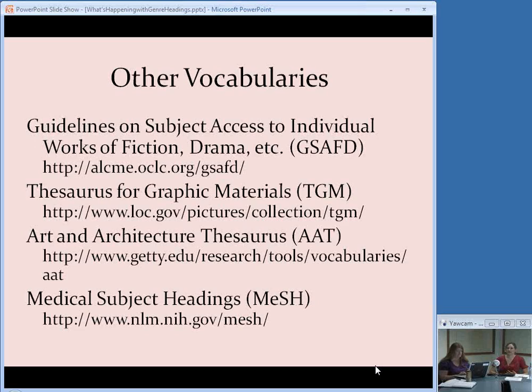The other ones on this screen, one thing they have in common is they have subject terms as well as genre terms, but I do want to mention them because they have genre terms, like the Thesaurus for Graphic Materials. You will notice about these three that they're keyed towards very specialized types of items. Thesaurus for Graphic Materials is used largely for visual items, photographs, things like that. The Art and Architecture Thesaurus has genre terms, but they mostly relate to, obviously, art and architecture. The Medical Subject Headings have things that they call publication types, and so those can be used for genre terms.